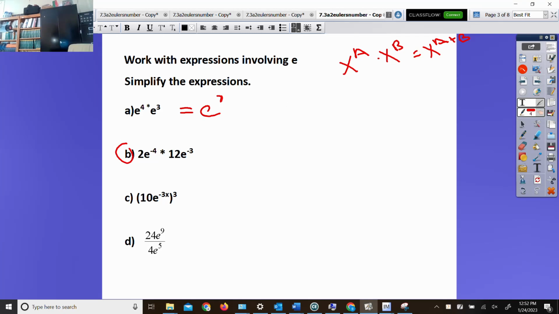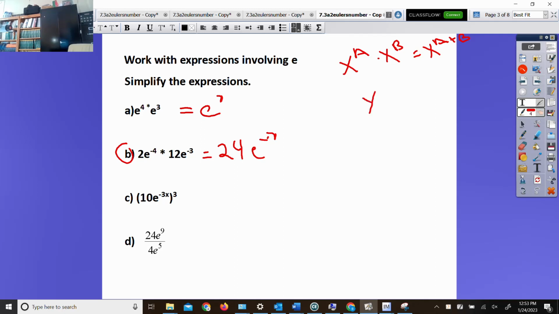So what's 2e to the negative 4th times 12e to the negative 3rd? 24e to the negative 7th. Does anybody need an explanation on that? It's the same deal, like terms, we had exponents -3, -4, -7. Is it done? No. Why is it not done? Because the exponent's negative.